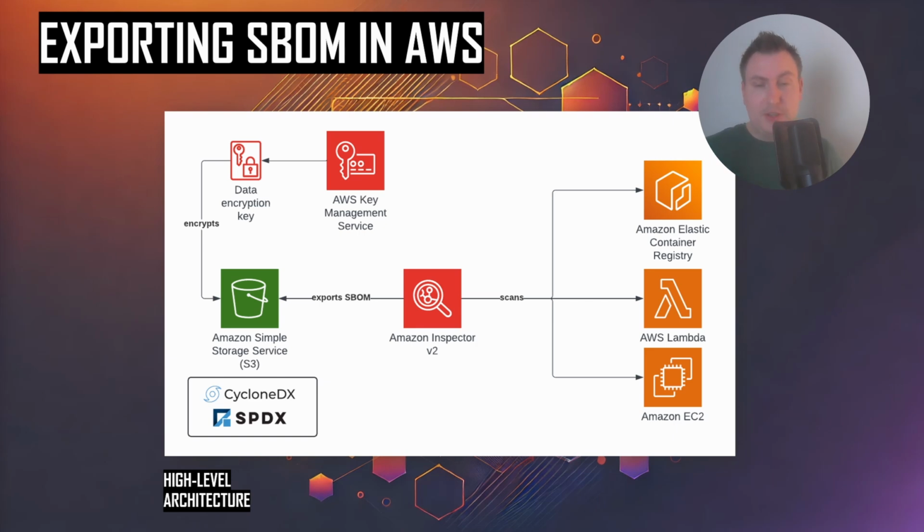And how does the architecture actually look? This is a very high-level view. You encrypt your bucket with AWS Key Management Service using a customer managed key, and AWS Inspector scans Elastic Container Registry. It scans Lambda, and it scans EC2 instances. If you look at that specifically, it takes the data from the scans and then exports the SBOM to the S3 bucket of your selection in the format of your selection, which can be CycloneDX or SPDX.